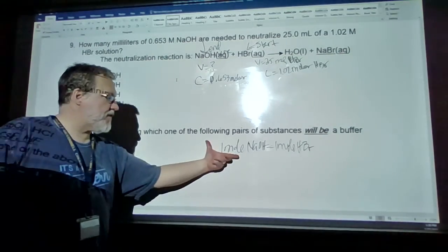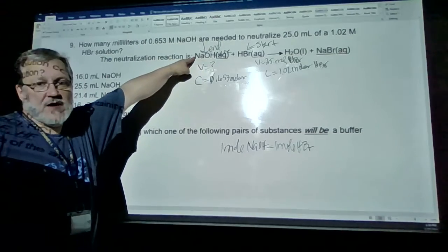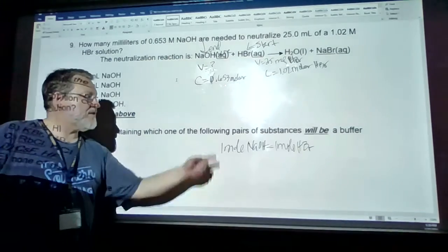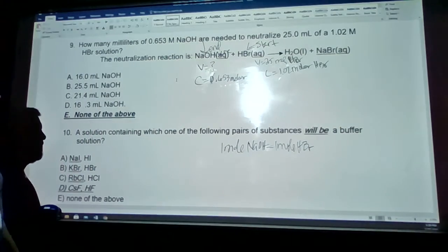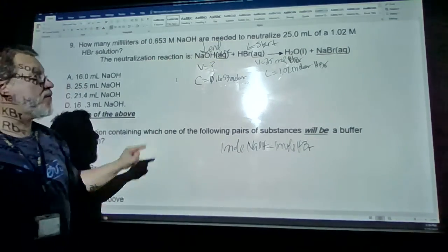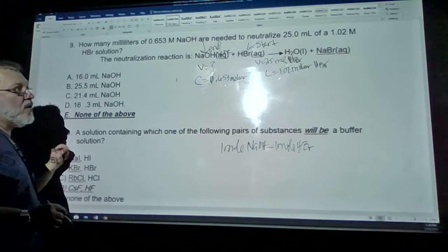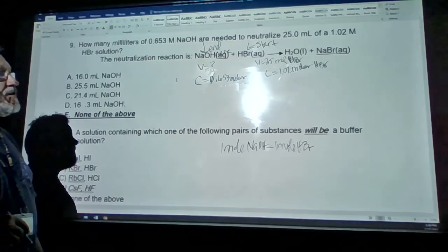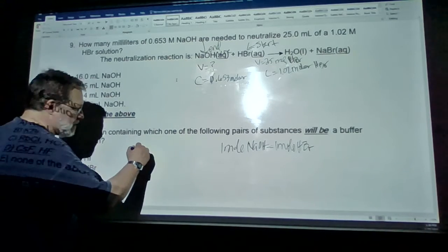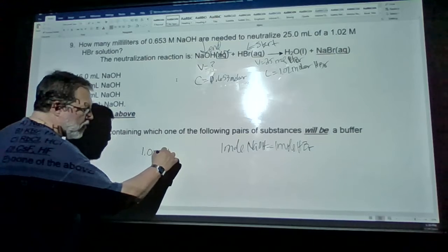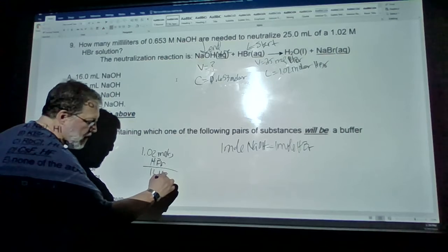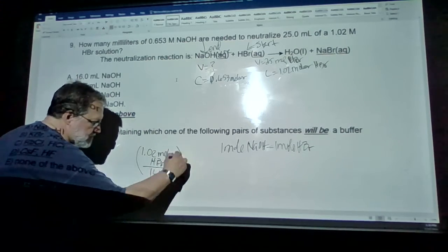We have one more piece of information, that the coefficient in front of the NaOH is equal to the coefficient in front of the HBr. It is a 1-to-1 mole ratio. So we're wanting to end up here. We start with our HBr. Well, we have 25 ml of an HBr solution that is 1.02 molar HBr. Well, what does molarity mean? 1.02 moles HBr per 1 liter HBr solution.